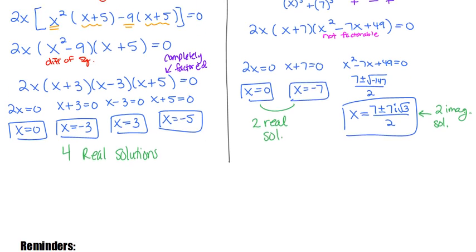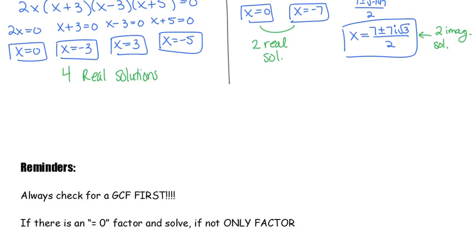Alright, our last thing at the bottom is a reminder. Always check for GCF first. That is step 1 of factoring, regardless of how many pieces, whether it's simple factoring or very complicated factoring. And then remember, if there is an equals 0, you factor and then solve. If there's not, you only factor.